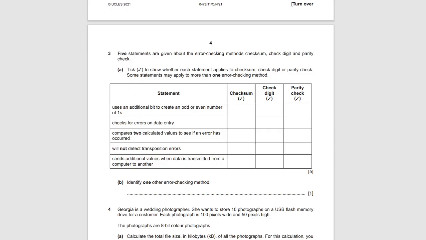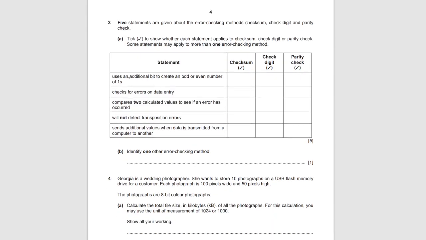There might be some other ones, but these are the main ones. Okay, so it says 5 statements are given about these error checking methods, and we are supposed to tick the statement which applies to the checksum, check digit, and parity check. So let's see. The first statement says uses an additional bit to create an odd or even. So whenever you see odd and even, it should be parity check.